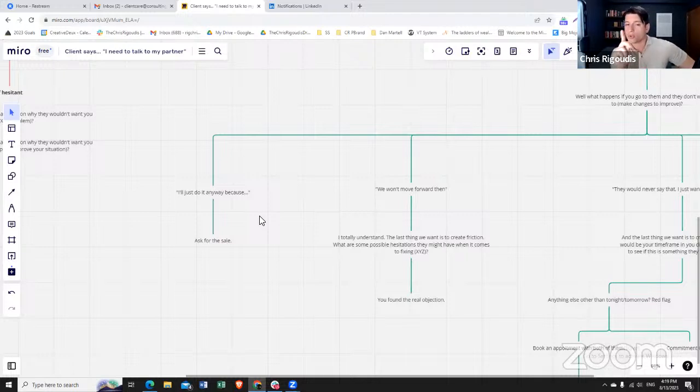What I don't want to do in that scenario is, I know I have on the diagram ask for the sale, but I'm going to expand on that. What I don't want to do is just jump on their neck and say, well, then let's do it. If you're going to do it anyway, what's holding you back? I don't want to do that because I show them that I never cared for their partner in the first place. The language that I want to use is, okay, I completely understand.